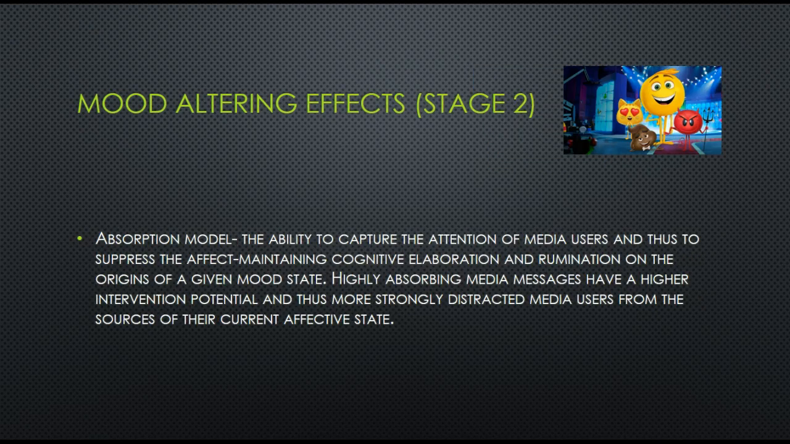So stage 2 of the mood-altering effects is the absorption model, and that is the ability to capture the attention of media users and thus to suppress the affect-maintaining cognitive elaboration and rumination on the origins of a given mood state. Highly absorbing media messages have a higher intervention potential and thus more strongly distract media users from the sources of their current affective state.